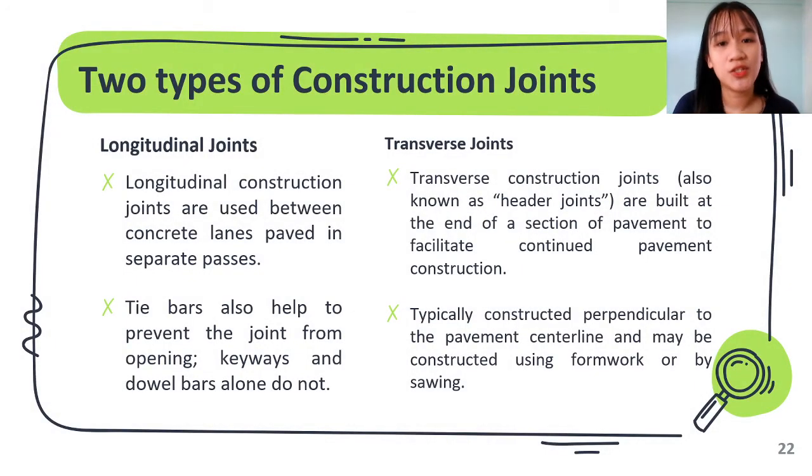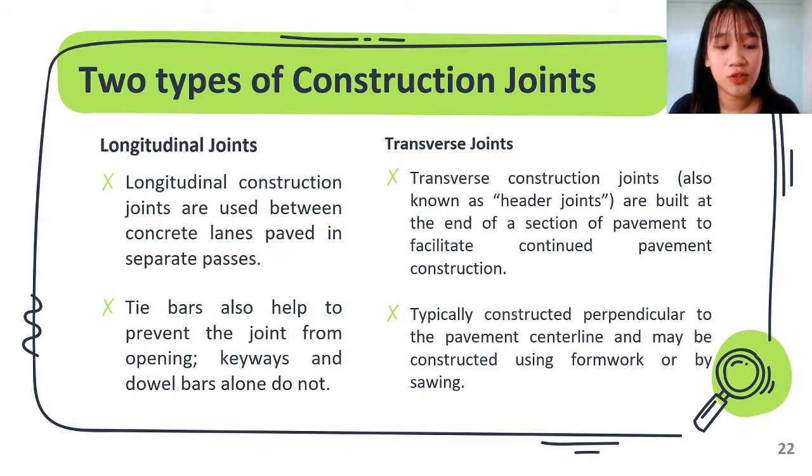There are two types of construction joints: the longitudinal joints and the transverse joints. Longitudinal joints are used between concrete lanes paved in separate passes. Tie bars also help to prevent the joint from opening. Keyways and dowel bars alone do not.